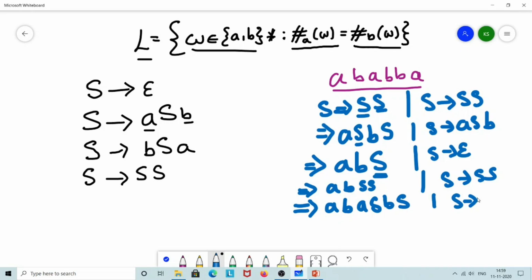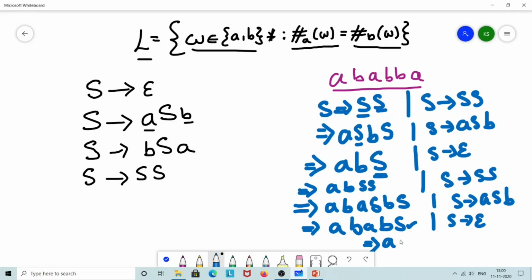Which rule is applied? ASB. Okay. So what do I get? AB, A. Now I will replace it with epsilon. So I get AB, AB. This is the rule applied. And let me write it here. Finally, this has to be replaced with BA.